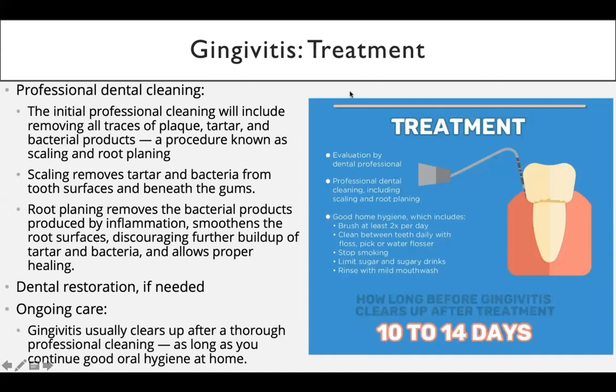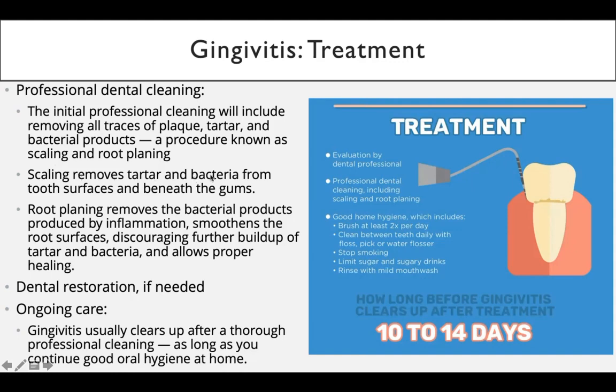Now we go to the treatment. There is professional dental cleaning, dental restoration, and ongoing care. The initial professional cleaning will include removing all traces of plaque, tartar, and bacterial products. So from the crown to the root, we have to remove the plaque, tartar, and bacterial products. This is known as scaling and root planing.